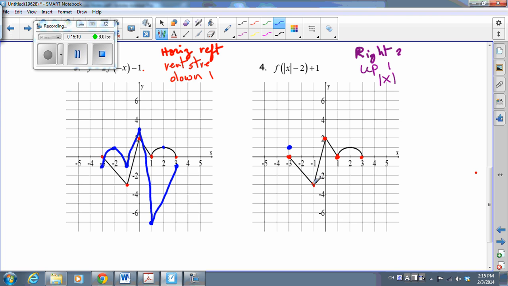Now I'm going to plug in this point, which is the point negative 1, negative 2. If I plug in negative 1 here, I have absolute value of negative 1, which is 1, minus 2 will give me negative 1. Well, f of negative 1 is negative 3. Negative 3 plus 1 is negative 2. So I'll move it up somewhere here. So far I got this line.